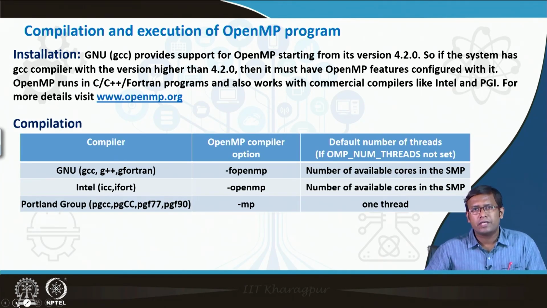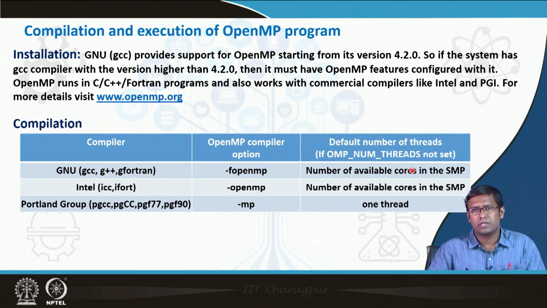So for compilation, you have your OpenMP program, you use GCC. You have to write gcc, the program name, and -fopenmp is the compiler option. So if you write gcc a.c -fopenmp, you will get an executable which is a thread-parallelized OpenMP executable. And if you run this executable simply, it will run on the number of available cores in the SMP.